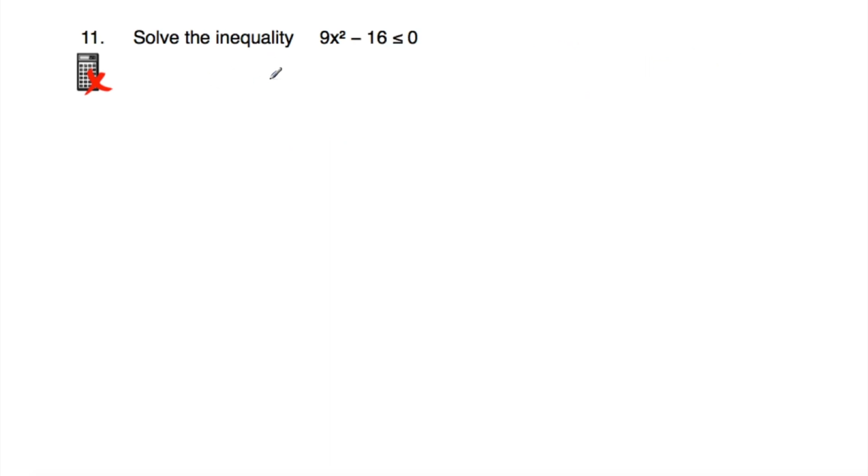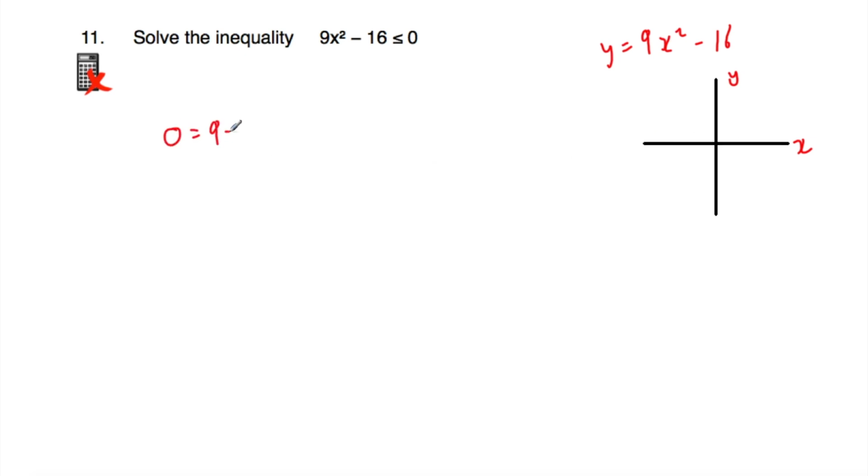Okay, so question number 11, we've been asked to solve the inequality 9x squared minus 16 is less than or equal to 0. Okay, so here we've got a quadratic, and it's the difference between two squares, so it's going to factorize quite nicely. But here we've got a quadratic, and it's less than or equal to 0, so let's sketch it. y equals 9x squared minus 16. So let's do our x-axis and our y-axis. Let's draw those, and let's label them. And we want to sketch this quadratic, so let's let y equals 0 to find where it crosses the x-axis. So 0 equals 9x squared minus 16. And then this factorizes.